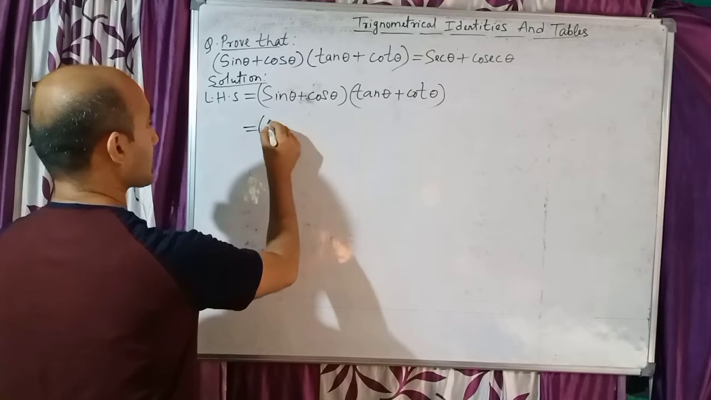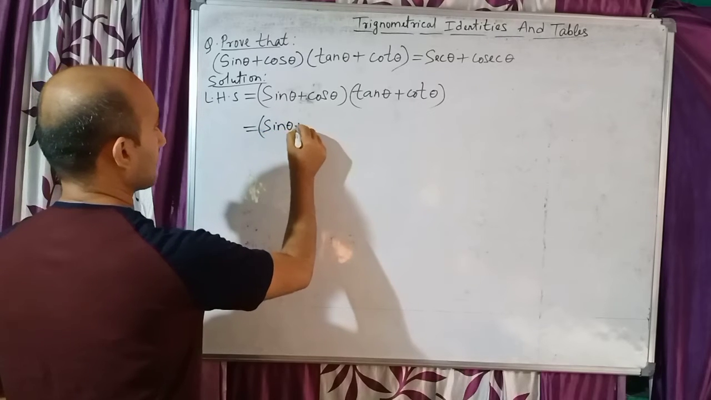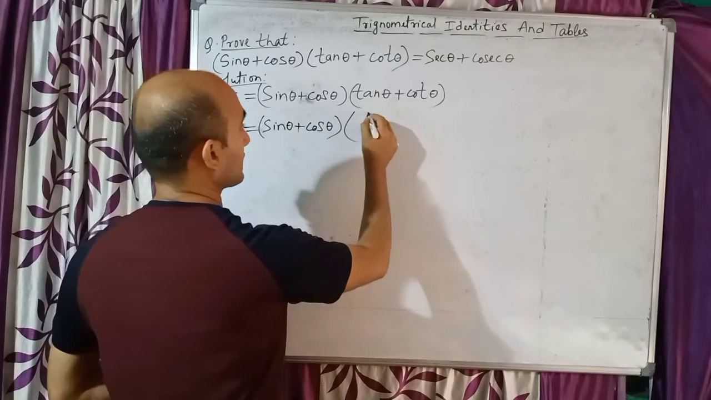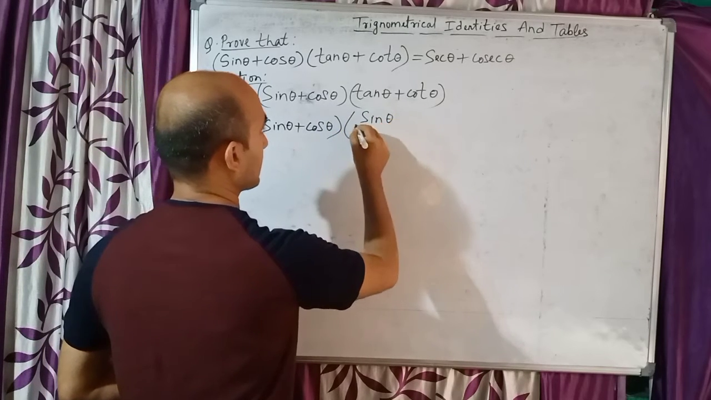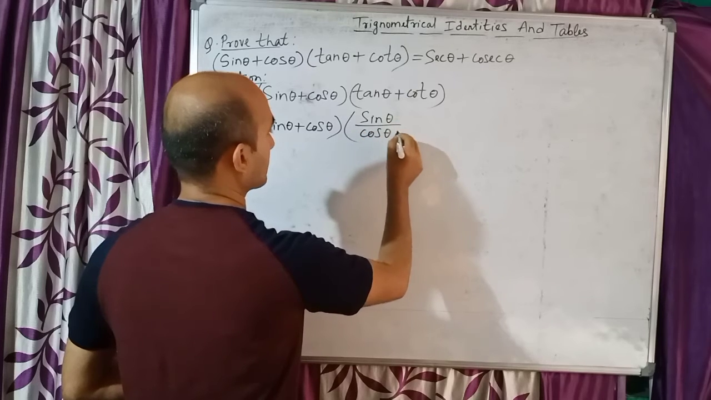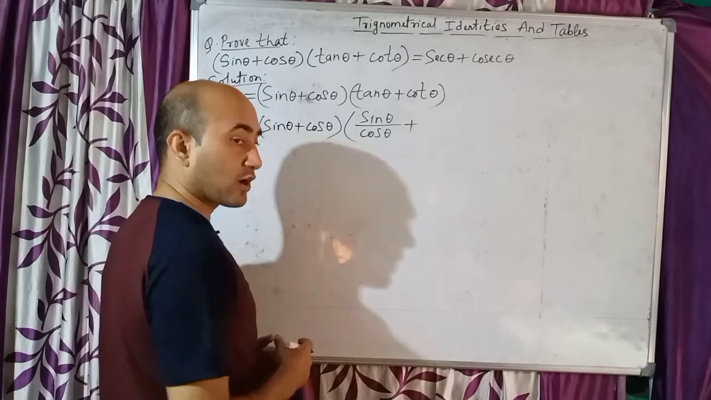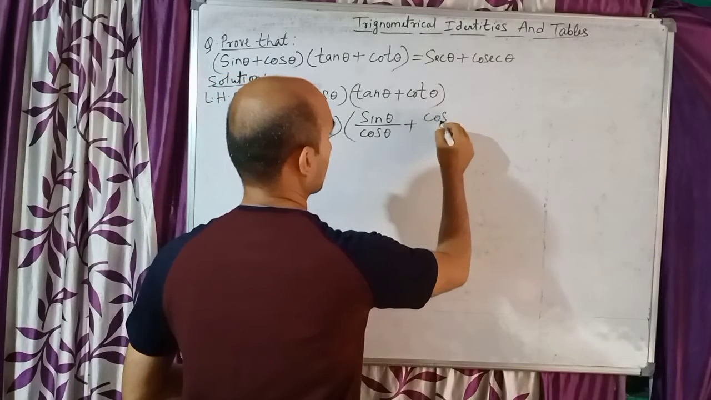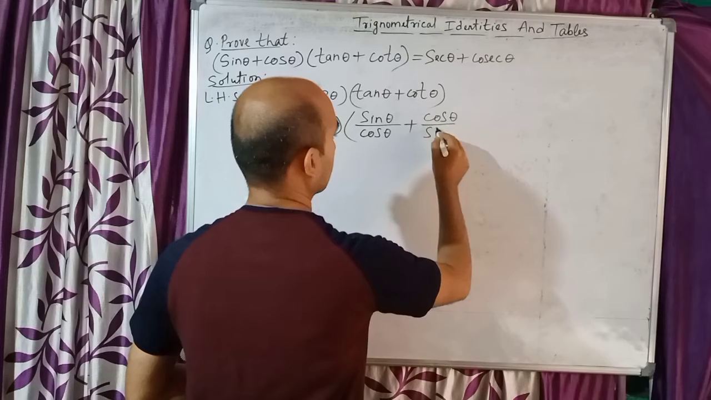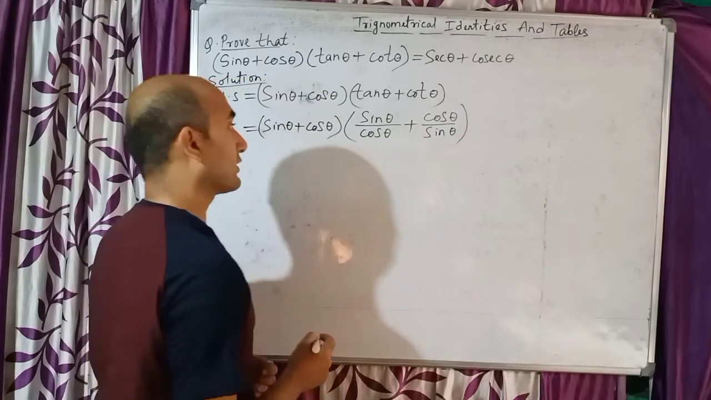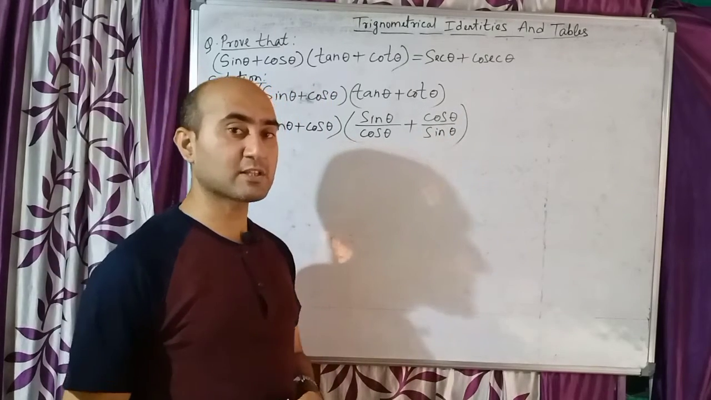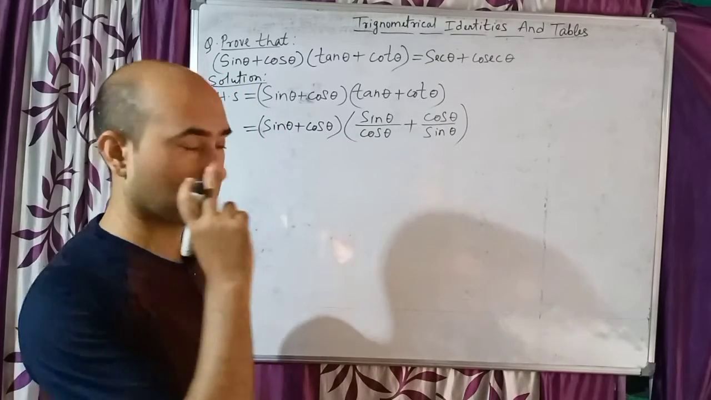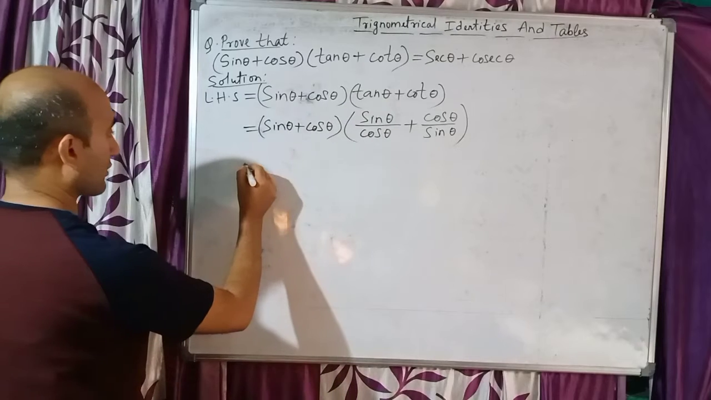Keep the first one same, sin theta plus cos theta, and here tan theta you write as sin theta by cos theta plus, and cot theta you write as cos theta by sin theta. Okay, this is the formula. I have written this formula. You can check in the formula list number 16 and 17. This formula you will find, the formula of tan and cot.